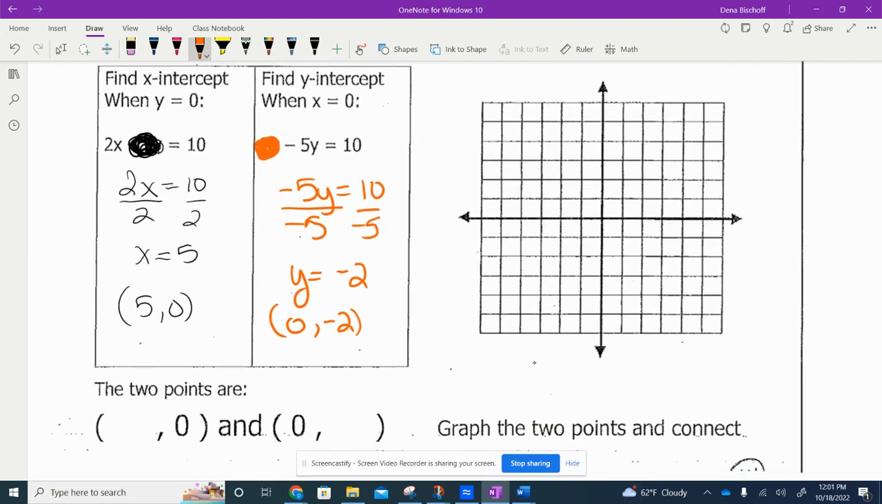So I have the point 5, 0 and the ordered pair 0, negative 2. So 5, 0 is on my x-axis. 0, negative 2 is on my y-axis. I'm going to plot my 2 points. And then I'm going to, ooh, that's a horrible looking line. I'm going to connect them with a nice straight line. And that's it.